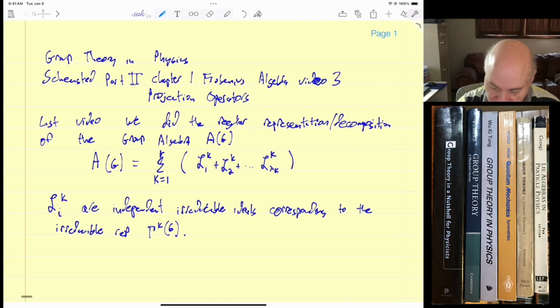So often a group will have, like our favorite group, the dihedral group, a one-dimensional irreducible representation, the trivial one, another one-dimensional irreducible representation, sort of the one where we assign -1 to some elements and 1 to others, and then a two-dimensional irreducible representation. And notice that per our previous theorems, 1 squared plus 1 squared plus 2 squared equals 6, which is the number of elements of the group. But there are two irreducible representations of dimension 1. So the Lik are independent, irreducible ideals corresponding to the irreducible rep gamma k of G.